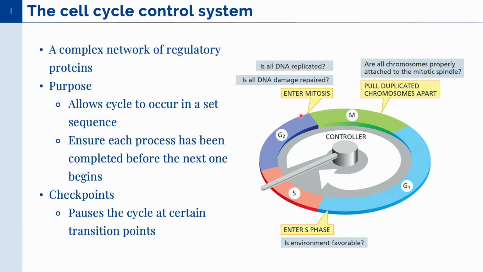Now, in order to check that all is going well, our cell cycle control system has checkpoints, and these can be used to pause the cell cycle at certain transition points. So in cases where the cell can detect that there are some abnormalities, it pauses the cycle so that it can try to fix them. For example, between the G2 and the M phase, the cell has to check if all the DNA has been replicated and if any DNA damage encountered by the cell has been repaired. If it sees that these two questions have already been fulfilled or answered, then it can enter into the next stage, in this case, mitosis.